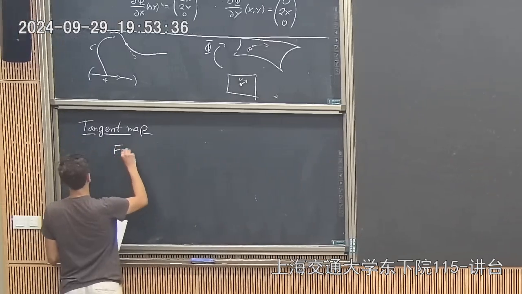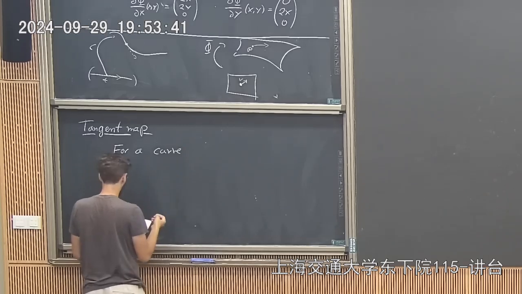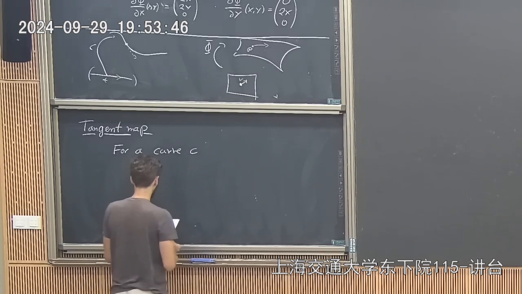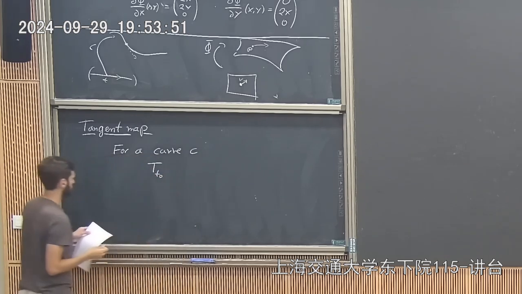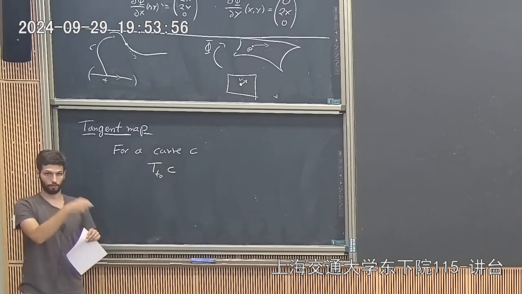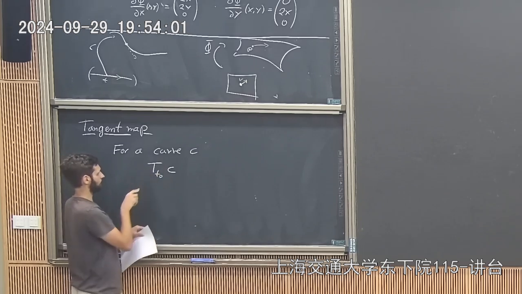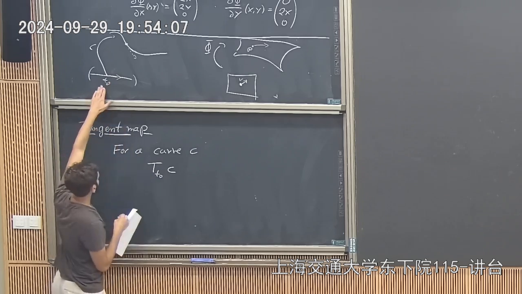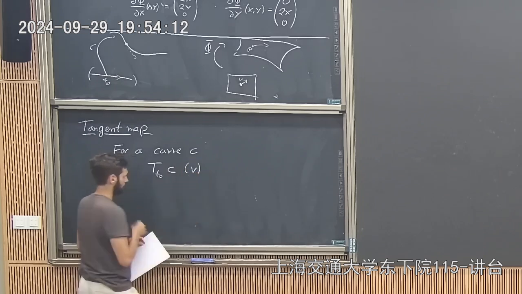First look at the tangent map for a curve, which we define. It's maybe a bit of a strange notation at the beginning. So we take a capital T as an operation, which has some base point. We say the derivative at t equals 0.